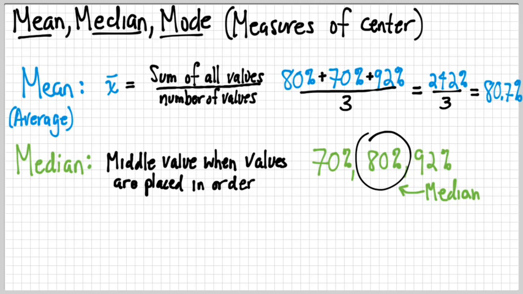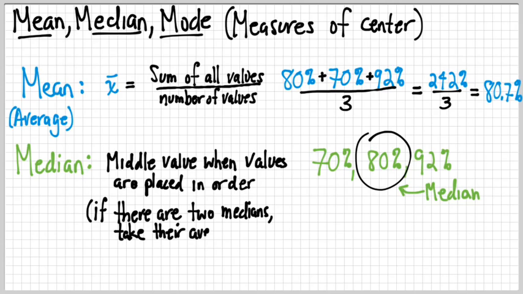So that's the median. I should say, if there is more than one middle number, so if we have an even number of values, say there was a 96 over here, then all of a sudden 80 wouldn't be the middle anymore. It would be both of these two. 80 and 92 are both in the middle. What we would do then is take their average, or find the mean of those two numbers. We'll see that in an example soon.